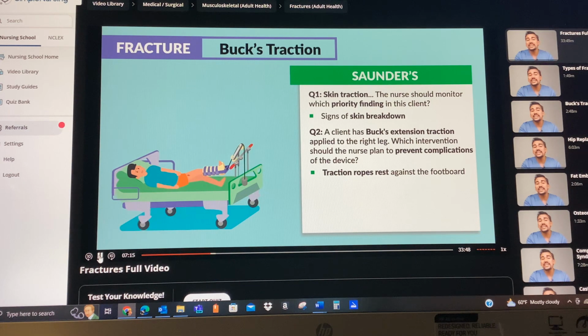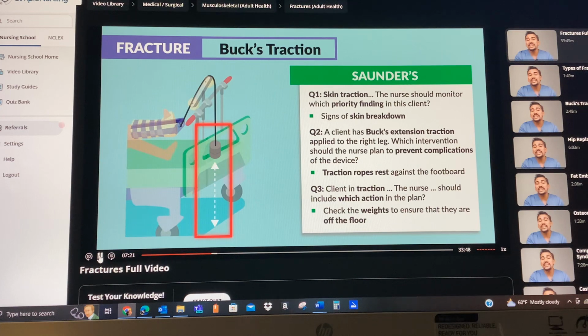And lastly, a client in traction, the nurse should include which action in the plan. Check weights to ensure they are off the floor. Yes, always tight straps, and weights should be free hanging off the floor.